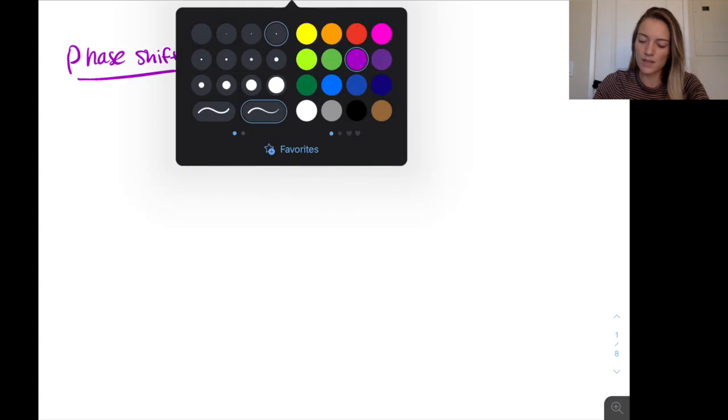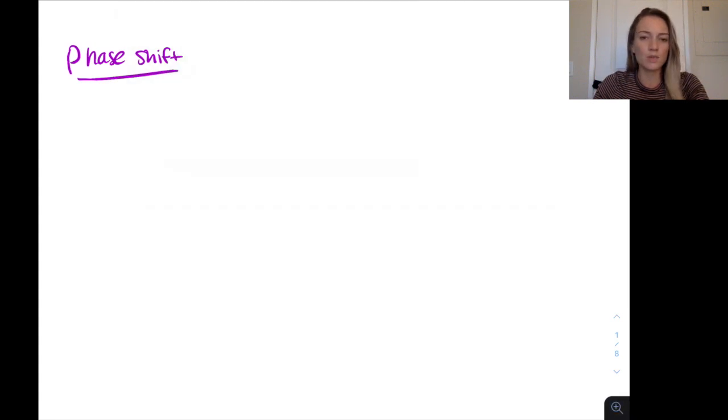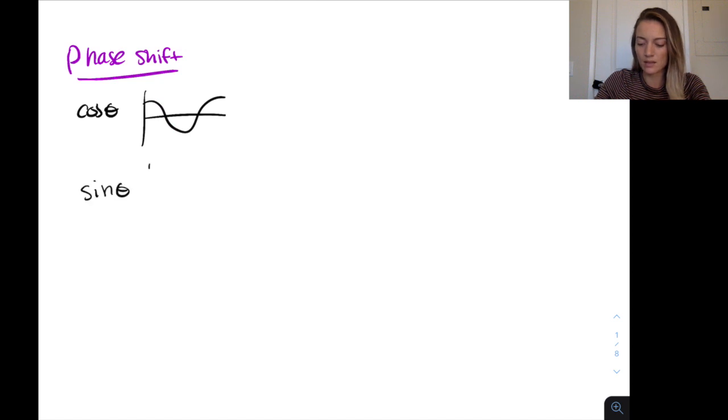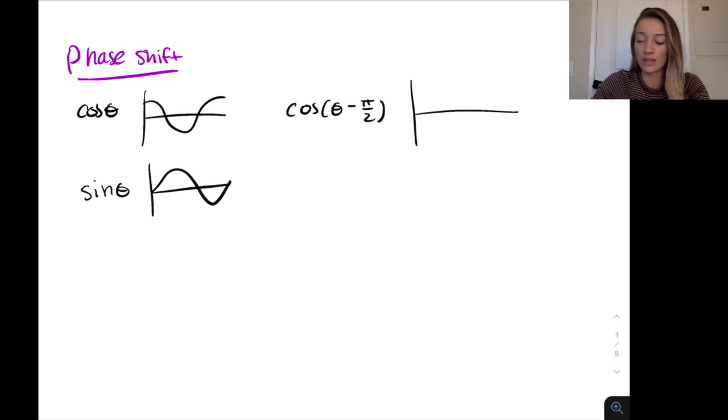So a phase shift is basically it just moves your graph to the left or to the right. So a little trig review, we know that cosine theta looks like that and sine theta looks like that. Now if I wanted to make my cosine graph look like a sine graph, I could just subtract pi over 2. So I could just do cosine of theta minus pi over 2, and then it would look like this.